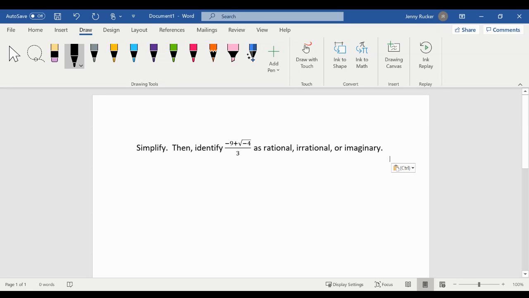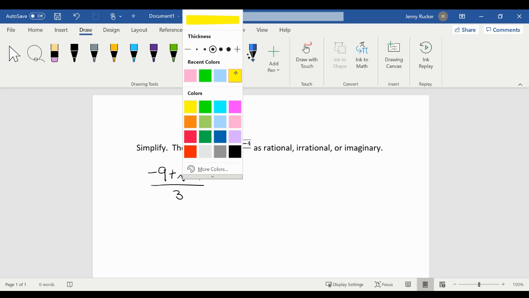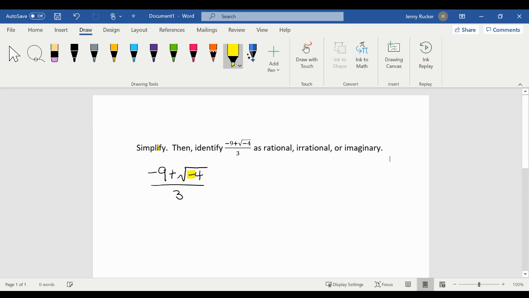In this problem, we are asked to simplify the expression (-9 plus the square root of -4) over 3. Let's start working in our numerator at this square root of -4. So we can see that we have this negative inside of there, which will come out as an i.